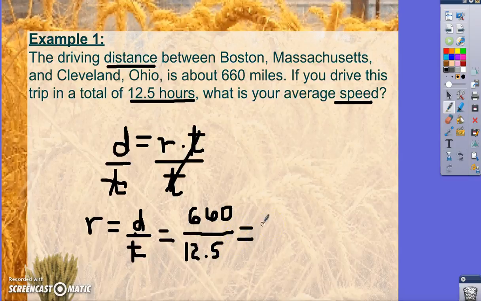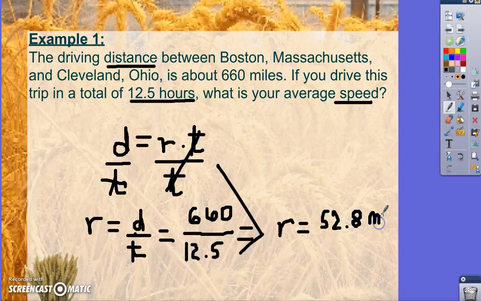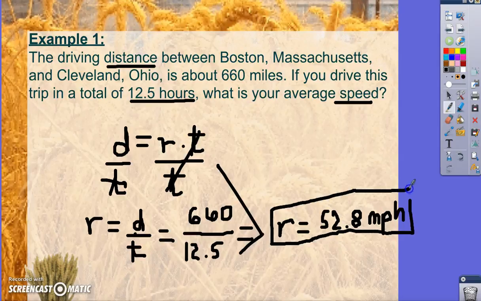And when we divide those, we're going to get rate equals 52.8. It's going to be a decimal, 52.8. It's miles per hour. And I think we know by now miles per hour can be abbreviated to mph. It's a common way we see it. You might be wondering, how does she know it's miles per hour? The distance is miles, the denominator is hours, and if we divide, we call it per, so miles per hour.